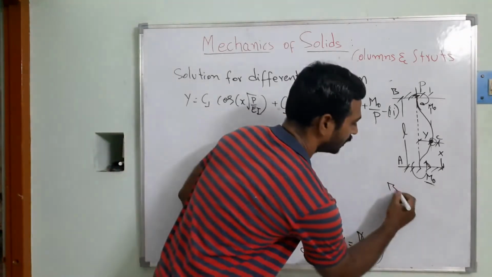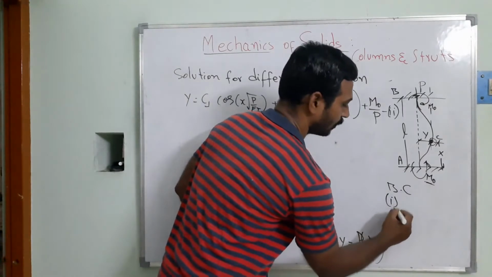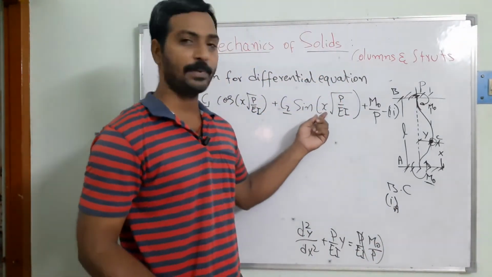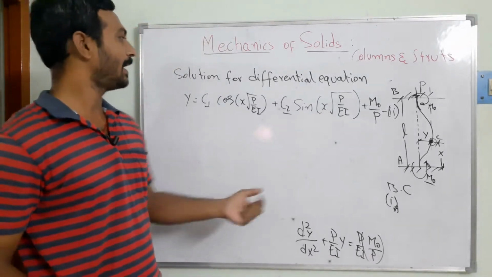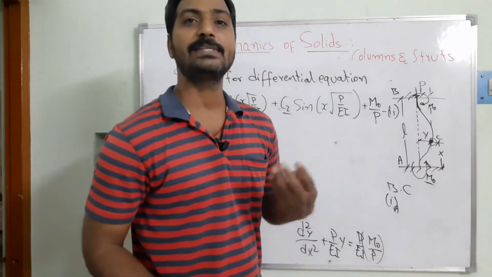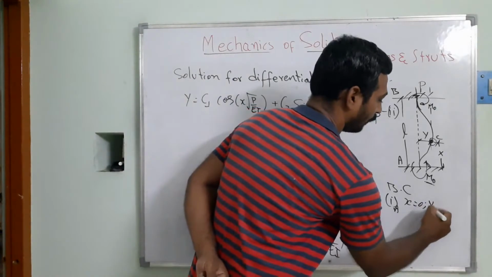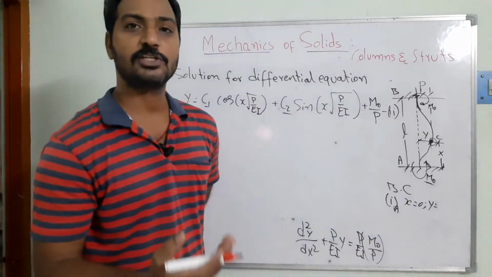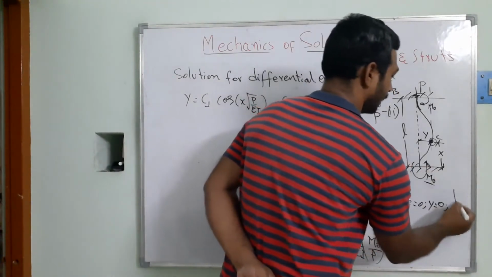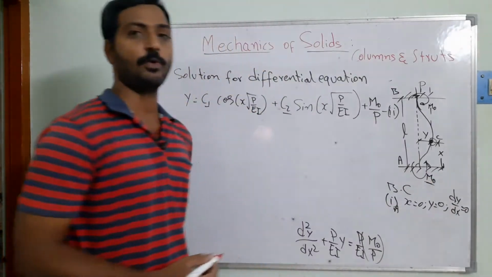Suppose the boundary conditions I am taking here; the first one we take at A. So the boundary conditions at A: what is the value of x? What parameters do we have? x is a variable and y is a variable. At A, the length of the column x is equal to 0, and y, which is the deflection of the system, is also 0 at A. The slope also exists: dy by dx is equal to 0. This is the first boundary condition.